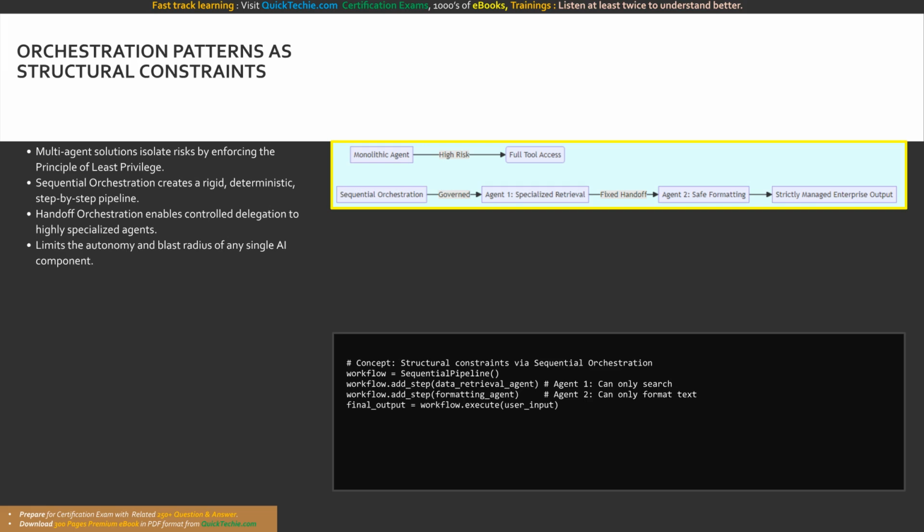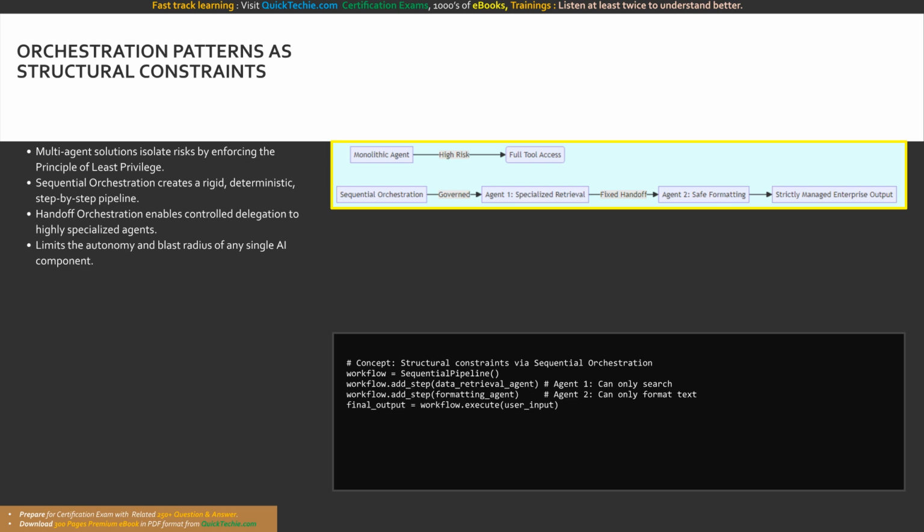Alternatively, for scenarios requiring dynamic delegation, you can use handoff orchestration. Here, agents can transfer control to one another based on the task context, ensuring the best-suited agent handles each specific part of the task. By keeping each agent narrowly focused on a single domain, such as having one agent solely for data retrieval and a completely separate, isolated agent for formatting the final response, you naturally enforce the principle of least privilege. Even more complex patterns, like magentic orchestration, utilize a dedicated manager agent to coordinate sub-agents while maintaining a shared context and a dynamic task ledger.